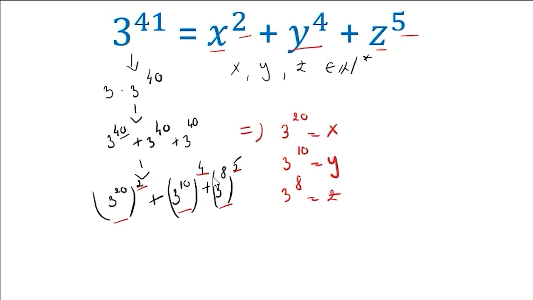So we have our solution: 3 to the power of 41 equals 3 to the power of 20, squared, plus 3 to the power of 10, to the fourth, plus 3 to the power of 8, to the fifth. It's an easy method to solve an equation. I hope you understood this example.